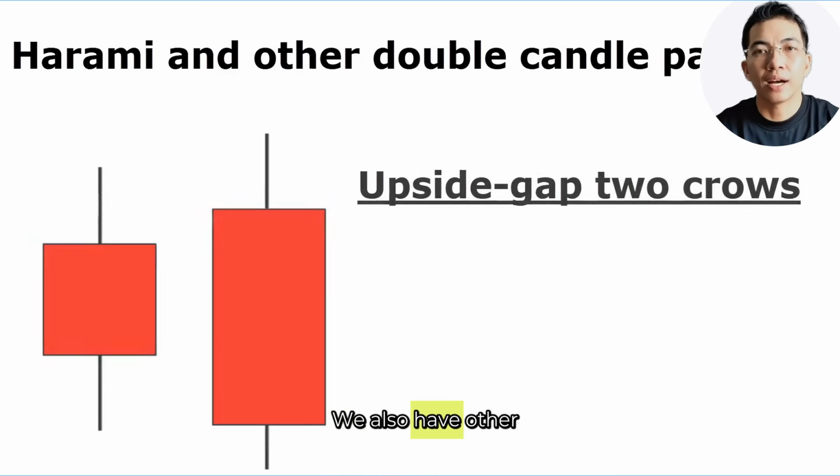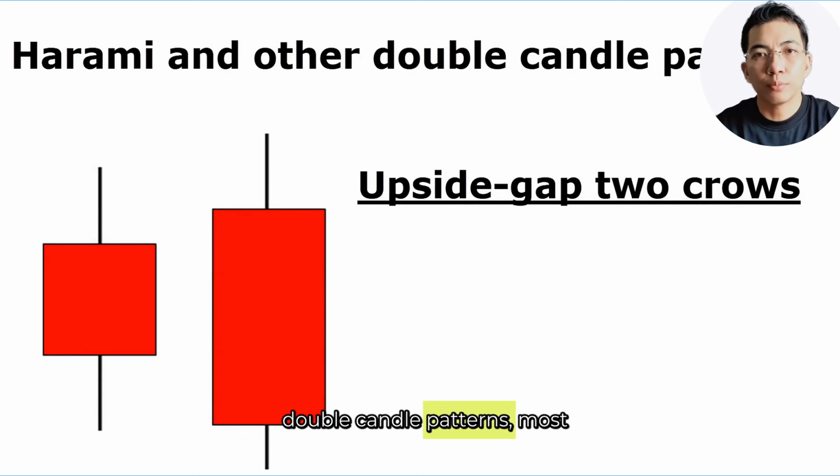We also have other double candle patterns, most of them with a gap in between, like the upside gap two crows that we see here. This is like an inverted Harami, and in the stock market it is used more or less in the same way we use the bearish engulfing pattern. I'm stopping here talking about the double candle patterns. I could talk for hours, but we need to follow our path.